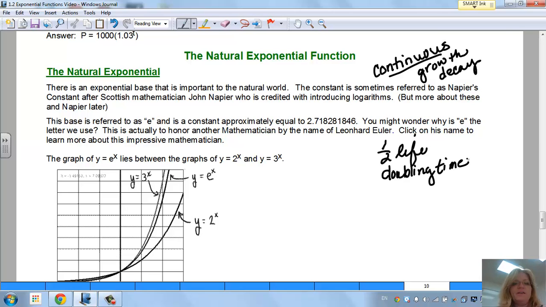There is an exponential base that is important to the natural world. The constant is sometimes referred to as Napier's constant after Scottish mathematician John Napier, who was credited with introducing logarithms.